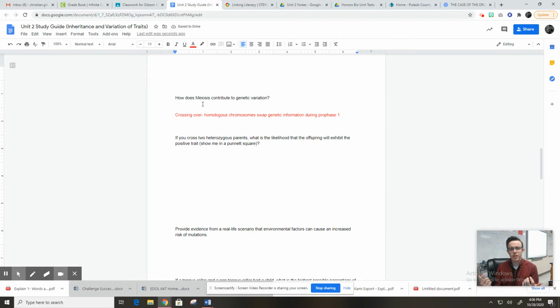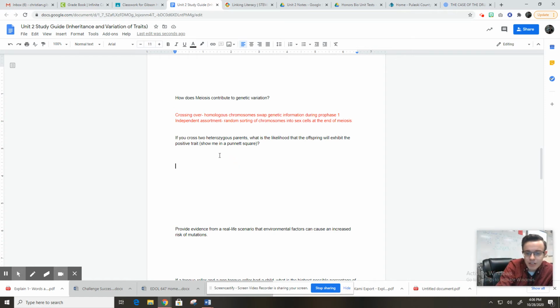This random swapping of genetic information while the chromosomes are dividing mixes up the genes, which adds to the variation of the genes. The other way is independent assortment, which is the random sorting of chromosomes into sex cells at the end of meiosis. So it's random which versions of genes, which different alleles, are going to go to each sex cell at the end of meiosis. So we call that independent assortment.